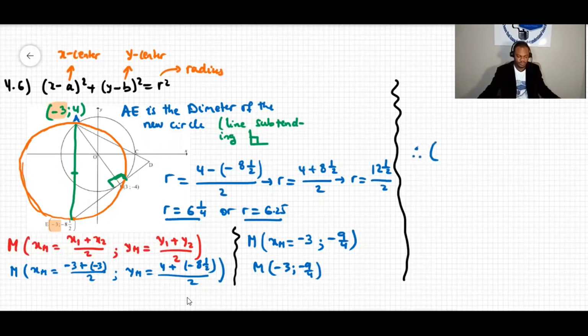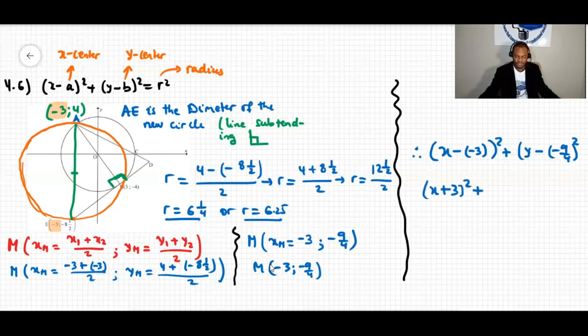We can write therefore the equation of the circle will be x minus a, the center. So minus a, remember a here is negative, so we need to be careful. So it's going to be x minus negative 3, which makes x plus 3, to the power of 2, plus y minus negative 9 over 4 to the power of 2. So that makes x plus 3 squared plus y plus 9 over 4 squared, but it must be equal to the radius. Okay, the radius we found was 6.25 to the power of 2.